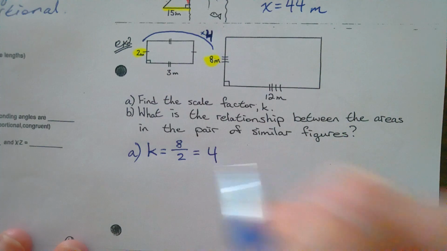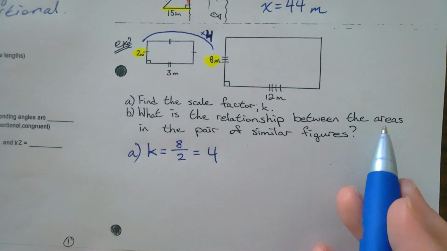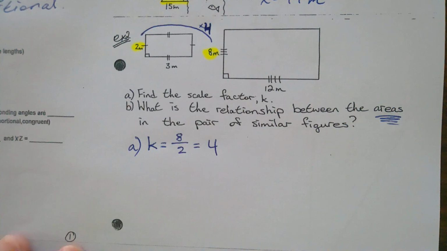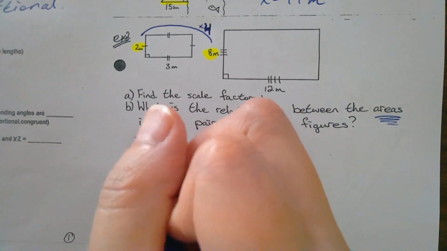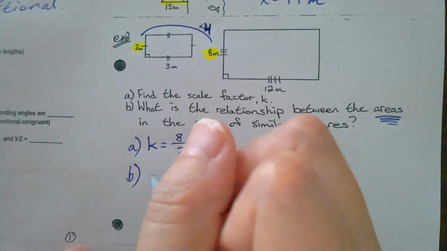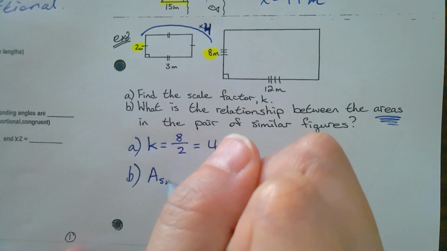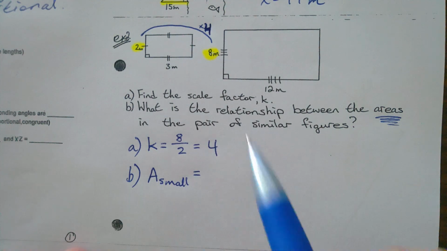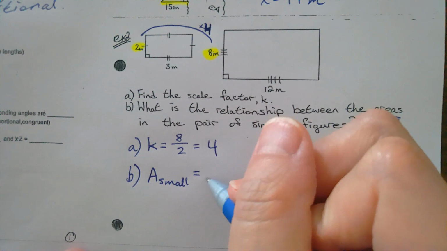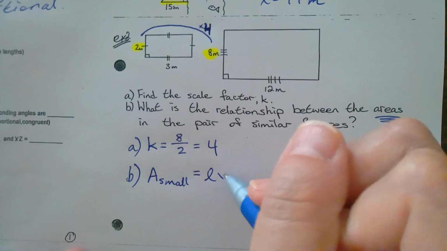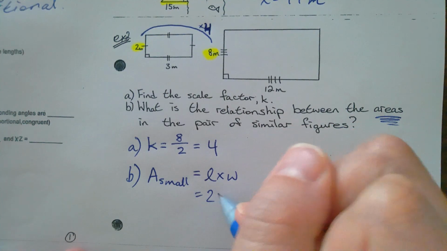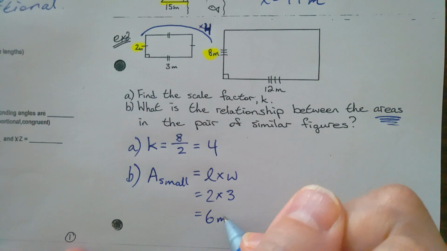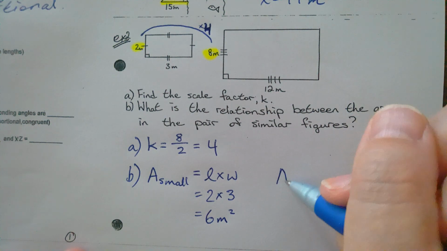Okay. Now, what is the relationship between the areas of the two similar figures? Tayden, since I hear your voice, how do I find the area of this small rectangle? Yeah, length times width. So 2 times 3 is 6 what? Square units. Good. Okay, now the big one.